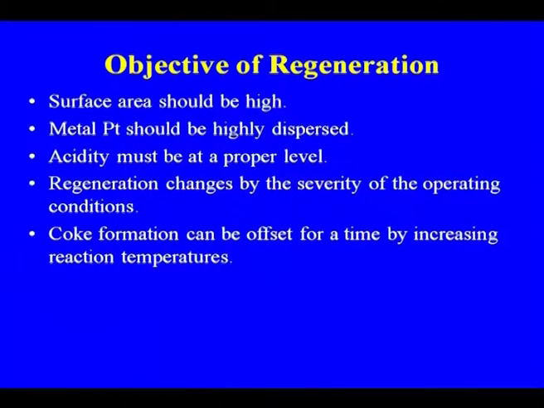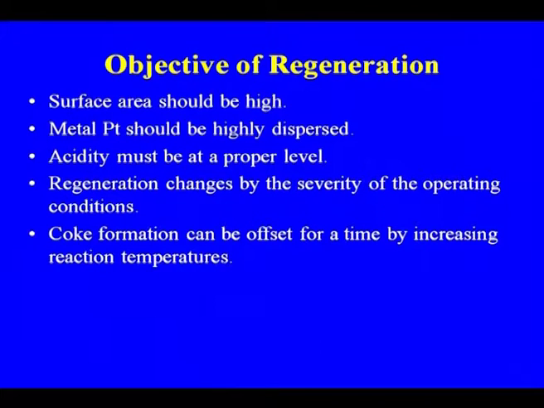The objective of the regeneration: surface area should be high, because that is the basic requirement for catalytic reforming or any catalyst. Fine coke may deposit on the surface, reducing the surface area, and it will also poison the catalyst. Metal, platinum, should be highly dispersed, and acidity must be at a proper level. Regeneration changes with the severity of the operating condition.